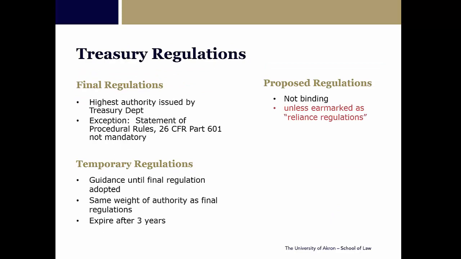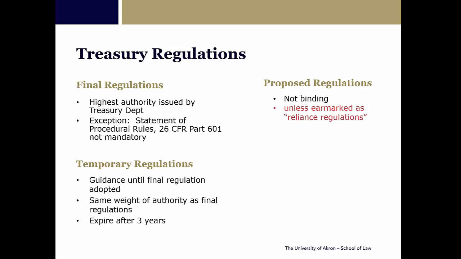Treasury Regulations. Next in our hierarchy, first we have the Internal Revenue Code, followed by Treasury Regulations. Treasury Regulations interpret and flesh out the tax code. Treasury Regulations are the Treasury Department's official interpretation of how a particular Internal Revenue Code section is to be administered and applied. If the Internal Revenue Code changes, new regulations may be needed. And in that case, temporary regulations can provide guidance until final regulations can be adopted.